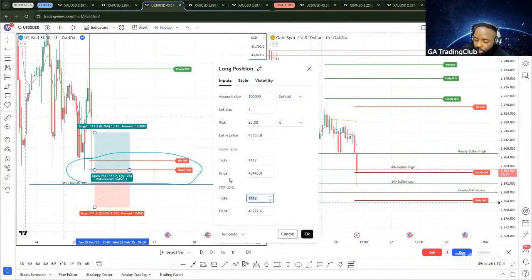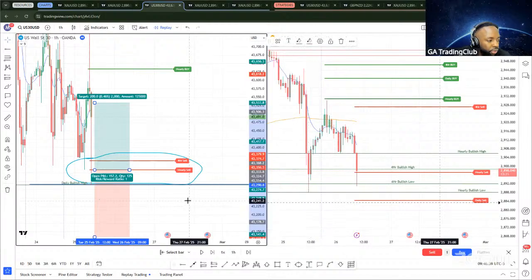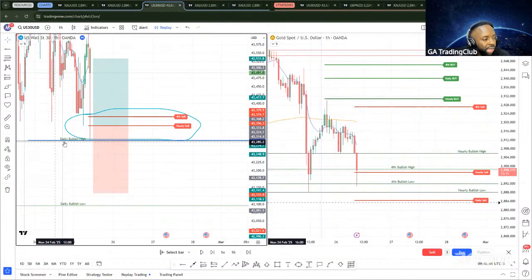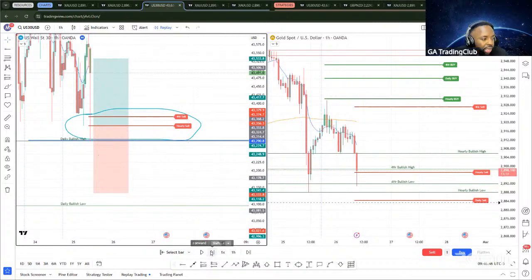I could have gotten away with a 150 point stop loss, but based off of how US 30 has been dipping since Friday, I wanted to be safer with a 200 point stop loss and TP. And you can see for this one, yeah, there's that order block. So it was a daily bullish order block. So daily order blocks rarely come up.